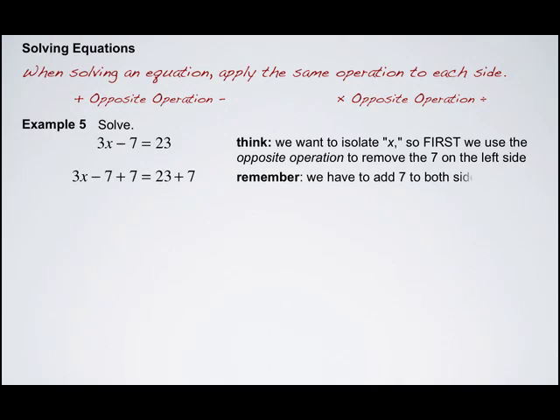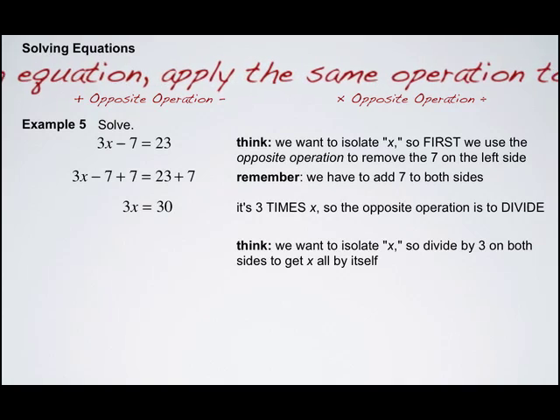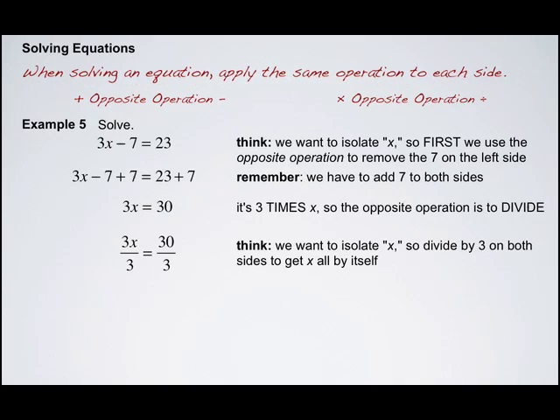Once we've simplified, we'll have 3x is equal to 30. Now we have an attached value. It's 3 times x, so the operation is to divide. We have to use the opposite operation of multiplication, so we're dividing. We want to get x by itself, and we have to do this to both sides. So if we divide both sides by the attached value of 3, we'll have x is equal to 10, and we've solved. The last thing we have to do is a check.